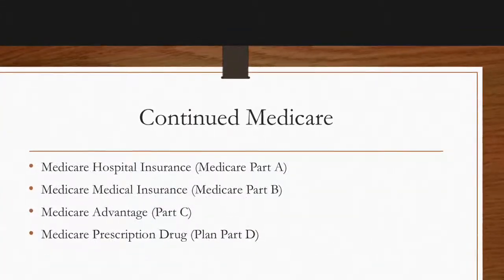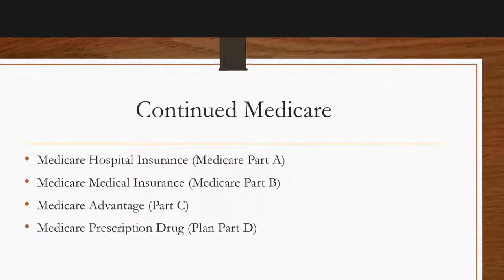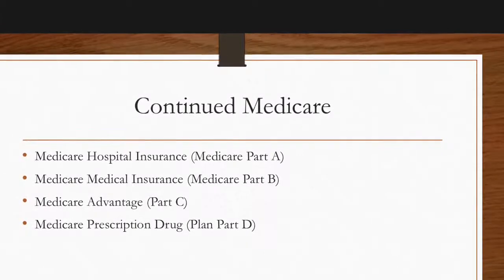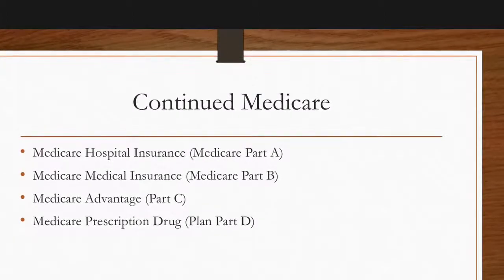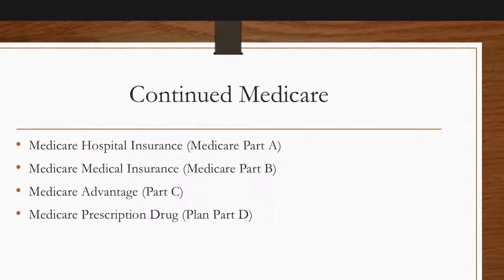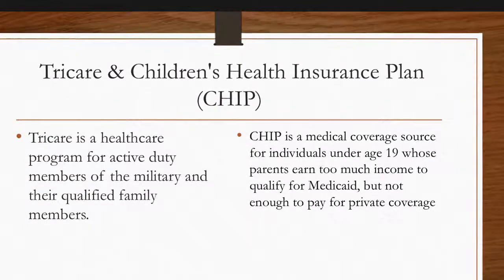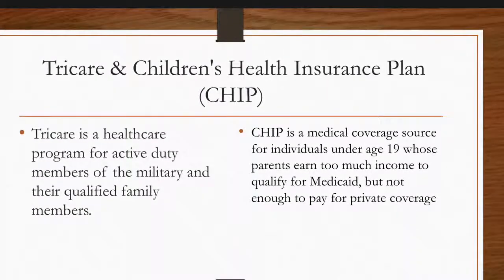Let's continue with Medicare. Medicare has four different parts. Part A is Medicare hospital insurance, Part B is Medicare medical insurance, Part C is Medicare Advantage, and Part D is Medicare prescription drugs.